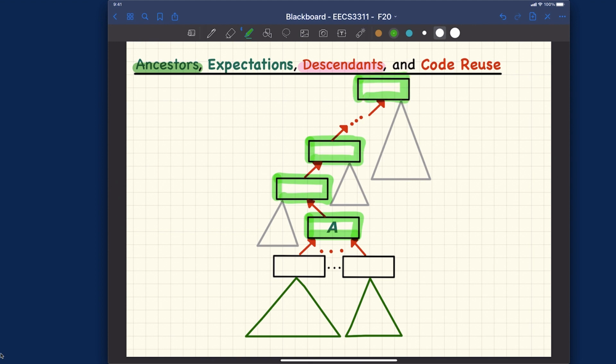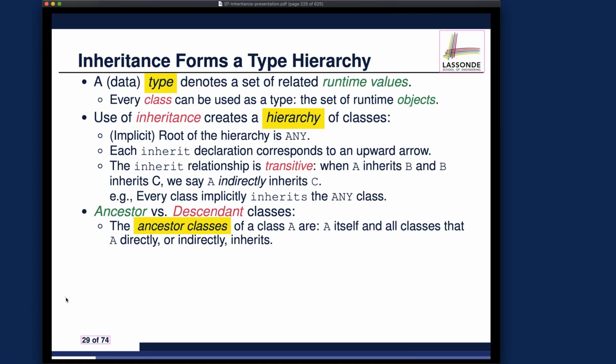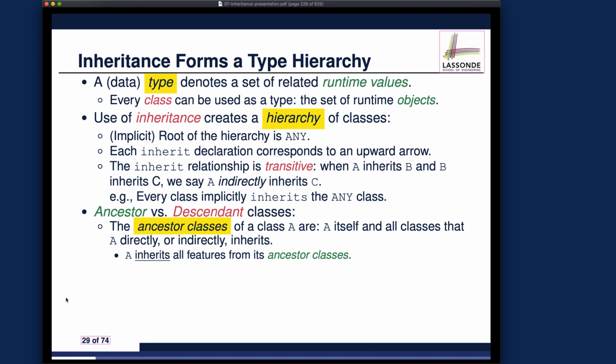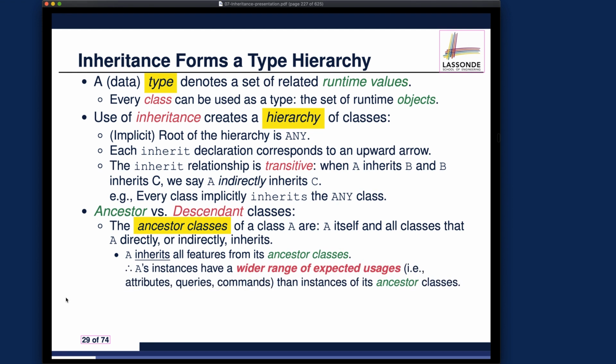You actually got a similar concept about figuring out the ancestor path in your previous data structure course, so there should be no surprise over here. So you can think about this part over here is the ancestor. Okay, so this part over here, all the green ones are the ancestors. Okay, let's go back to talk about more. A inherits all the features from its ancestor classes, and therefore A's instances have a wider range of expected usages, attributes, queries, and commands than instances of its ancestor classes.